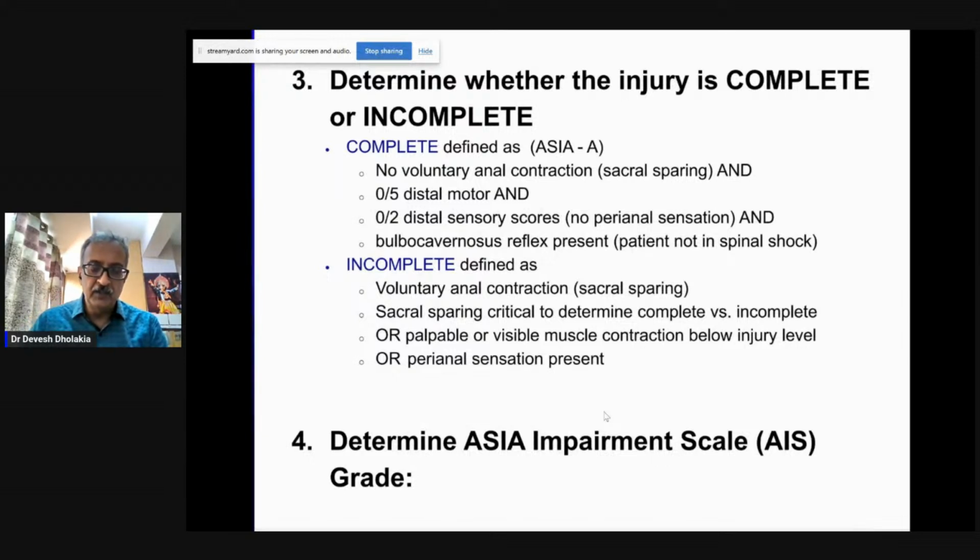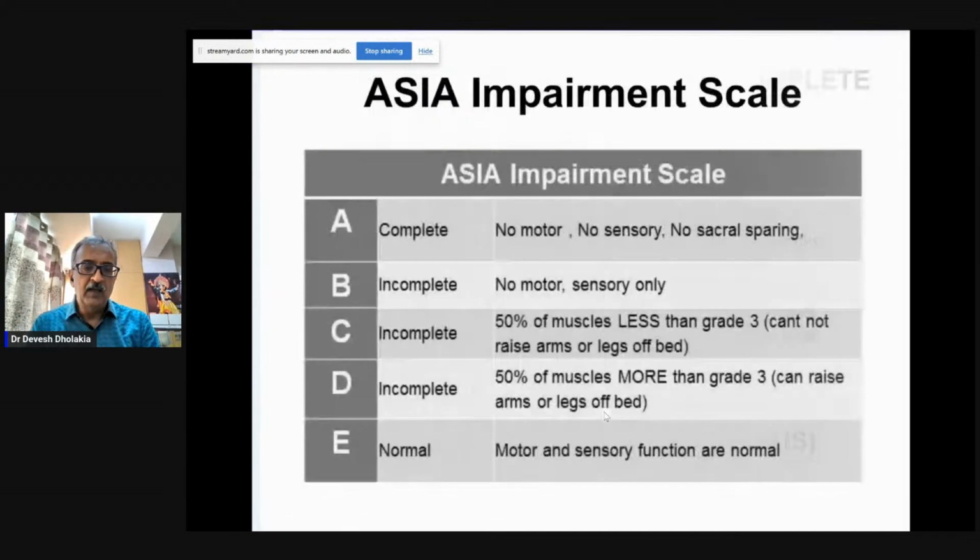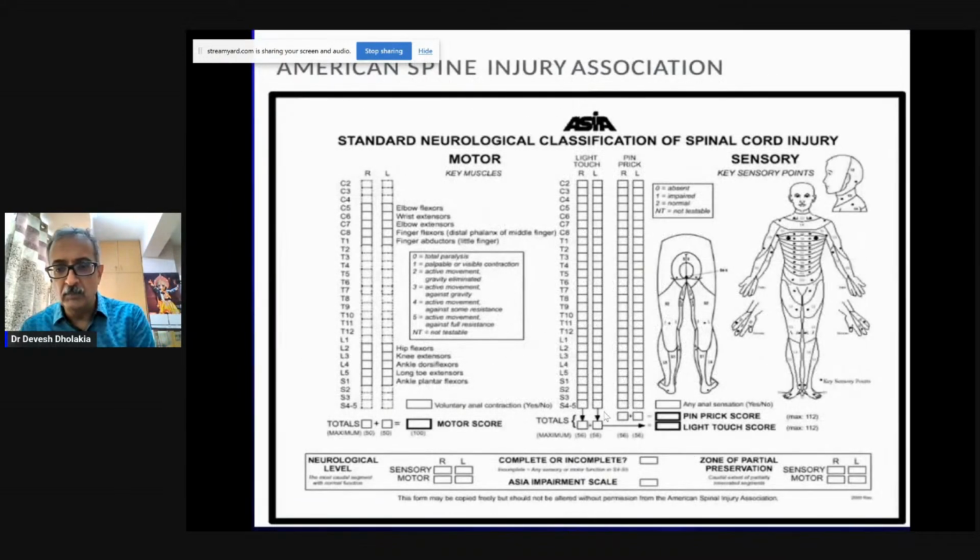And according to that, we put an ASIA grade score. Where E is normal and A is complete, with no sensory or motor function. Grades B, C, D are incomplete injuries, where in D more than 50% of the muscles have grade 3 power. ASIA C is when less than 50% have grade 3 power, and B is no motor and only sensory. So that's how the ASIA scoring system works. And there is a chart in most of our trauma centres. It helps us find out the sensory and motor levels and give an ASIA score to such patients.